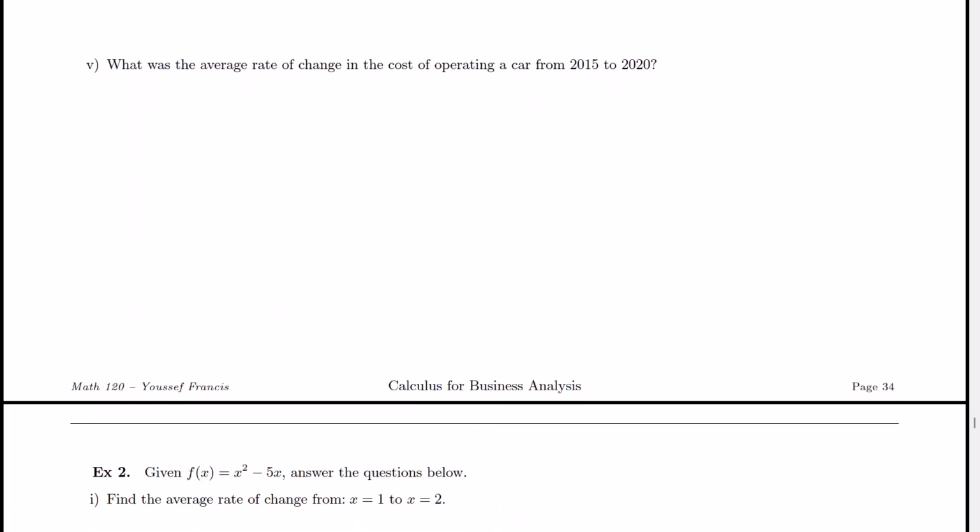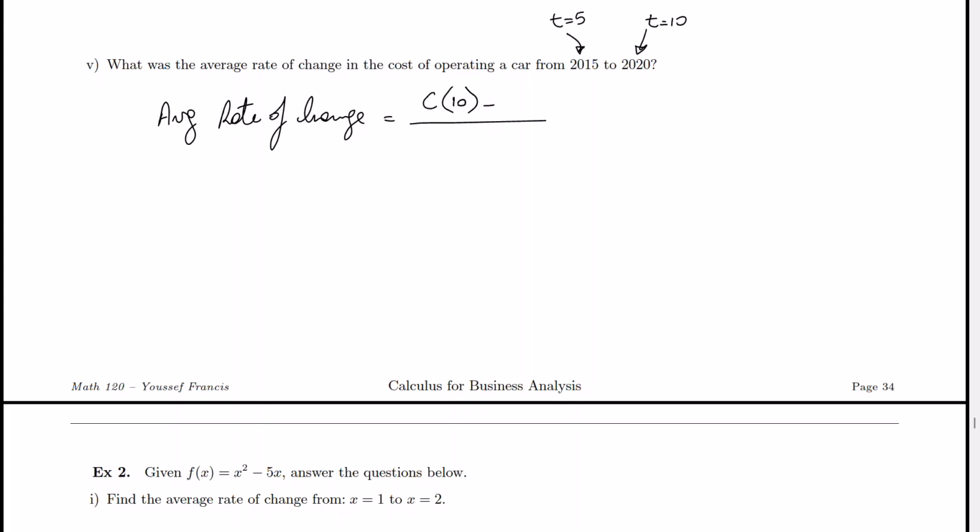So for the last part of this problem, they want me to find the average rate of change in the cost of operating a car from 2015 to 2020. So again, remember 2015 is 5 years after 2010, and this one here is going to be 10 years after 2010. So the average rate of change is going to be the slope of a secant line. And instead of using y2 minus y1 and x2 minus x1, I have to write using calculus notation. So this is C(10) minus C(5) divided by 10 minus 5. And so that's the slope of the secant line that connects the 2 points.